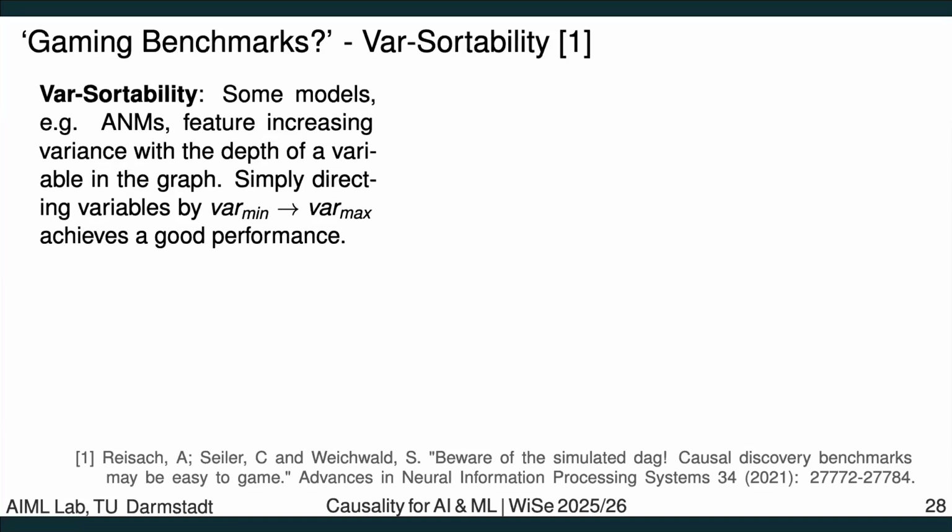And what Reisach et al. did was to leverage this property, and they call it var-sortability, which basically means, okay, I look at all the correlations. Again, like in the PC algorithm, I recover my skeleton. But after that, I don't do Meek rules or V-structures, or maybe I want to do that, but I just look at every edge between two variables and direct it in the direction of the variable with the larger variance. So we are somehow leveraging this implicit bias.